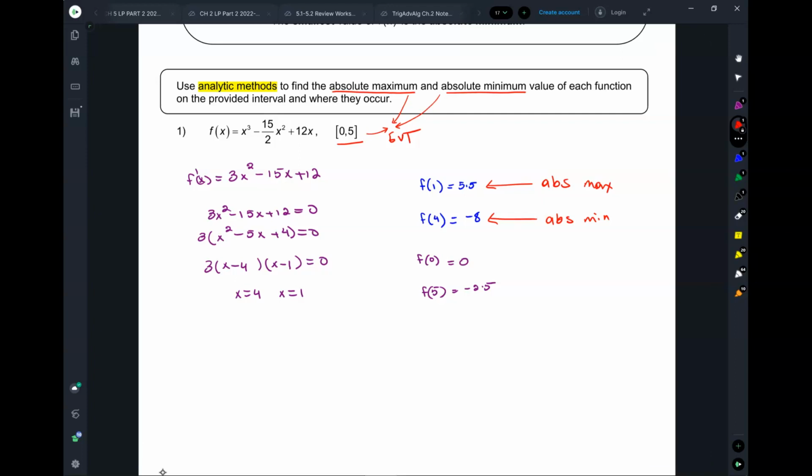You all know how to do this. Once you know what to do, you all know how to do it, right? It's remembering that this is what you have to do. So just remember: absolute min, absolute max, closed interval, EVT. It helps if you say it like 10 times before you go to bed. You know, it's like evening prayers.